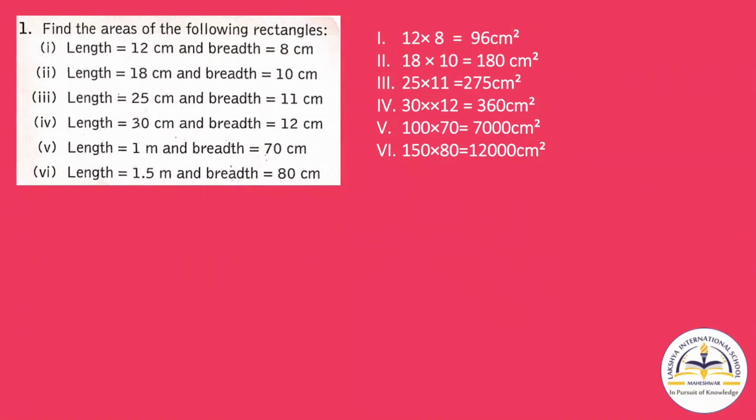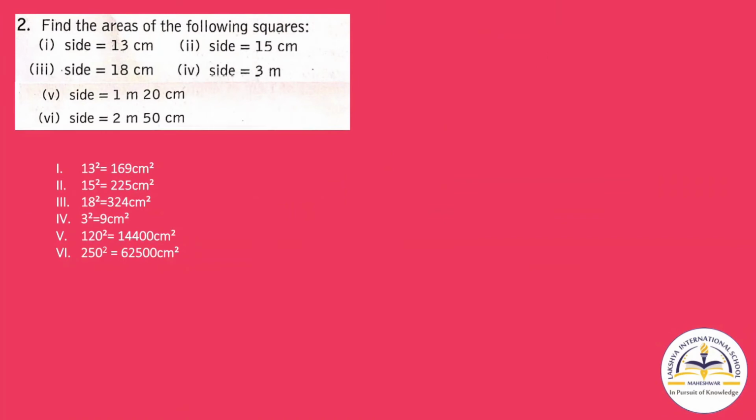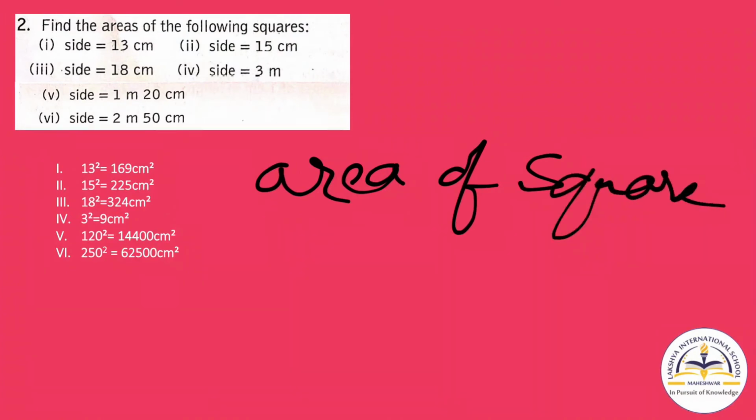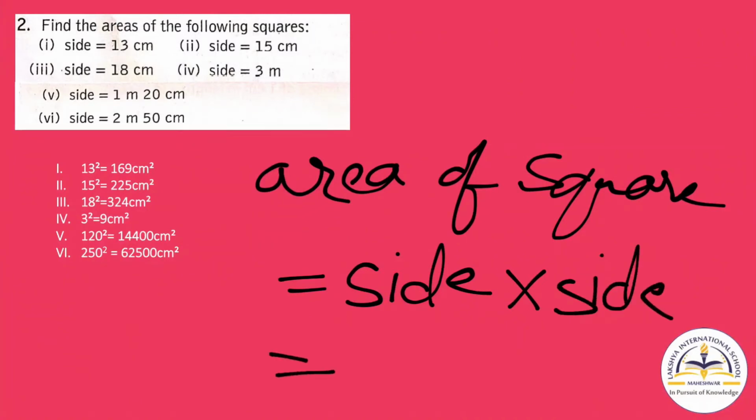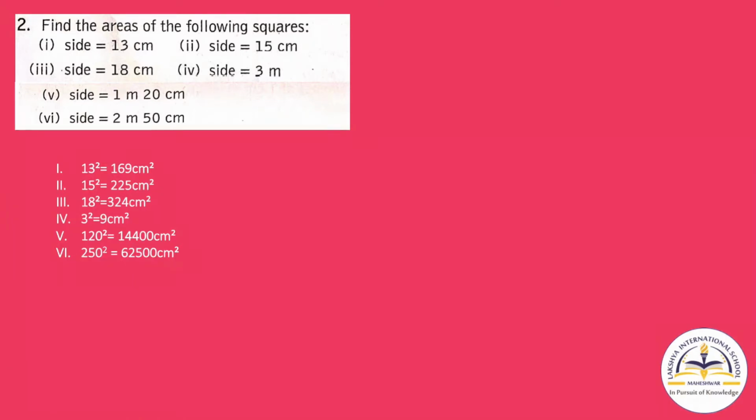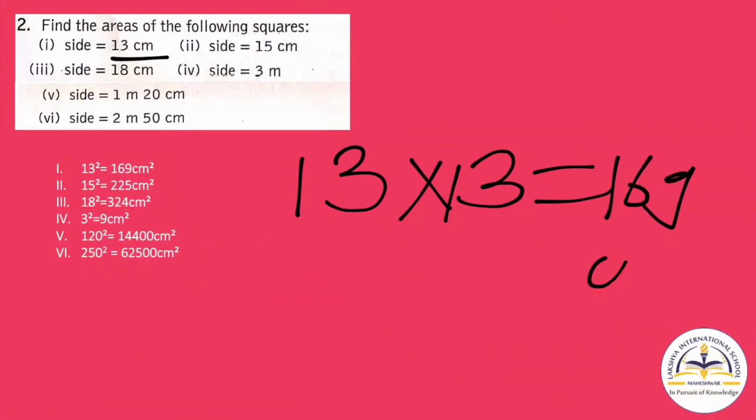Now in the same manner you have to solve these questions. Question number 2. Find the areas of the following square. First, side equals to 13 centimeter. Now, as we know, the formula of area is side into side for square. Area of square equals to side into side, or we can say side square. Now, here the quantity is given 13 centimeter. So 13 multiply 13, that is 169 centimeter square will be the area of square for the first question.